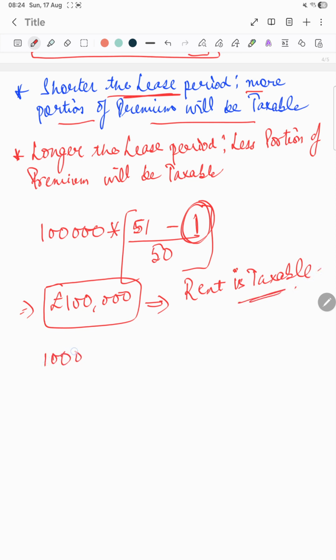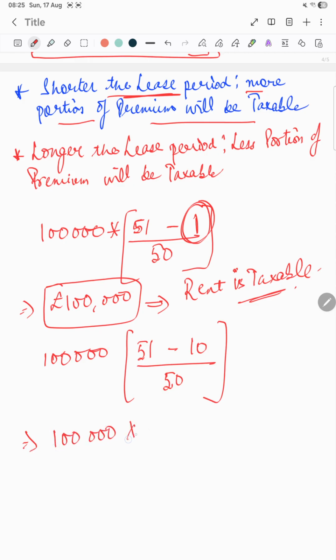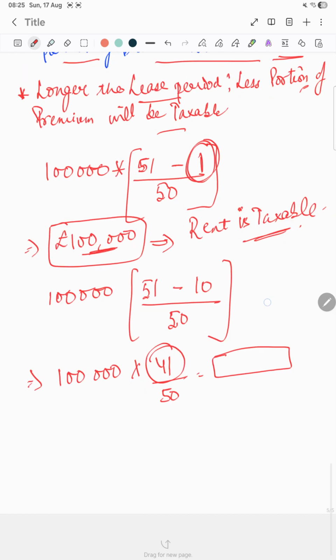Now, again, the premium is 100,000. Short term lease is up to 51 years, long term starts from 51, and now this property is let out for 10 years. So here the portion that we are taxing is for the 9 years, which means this amount will be less than this 100,000. Again, shorter the period, more portion of premium will be taxable. Longer the period, less portion will be taxable.